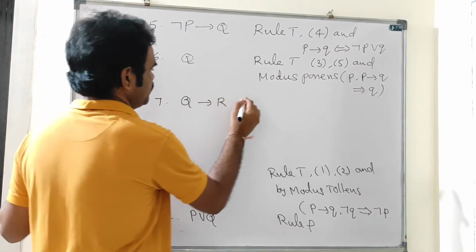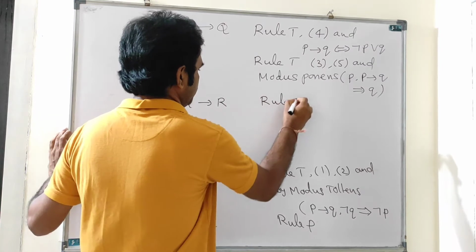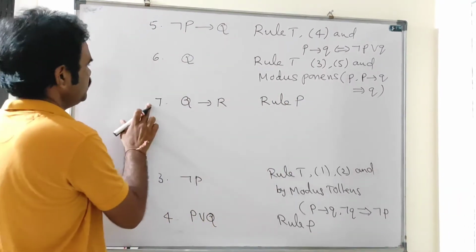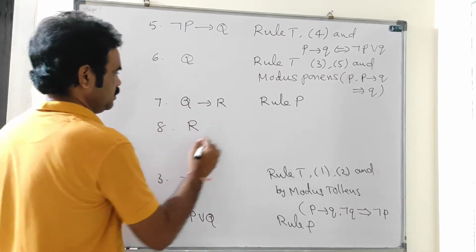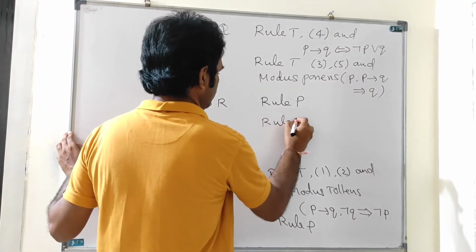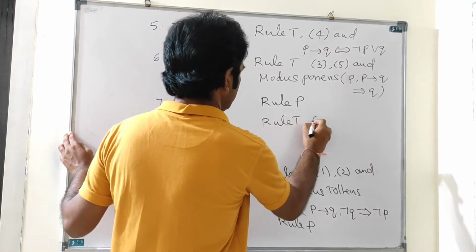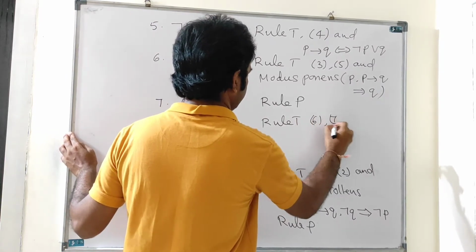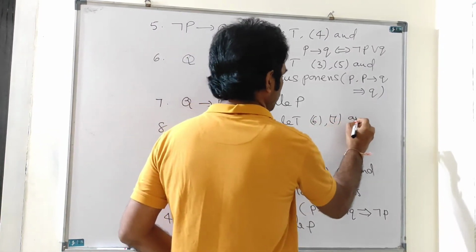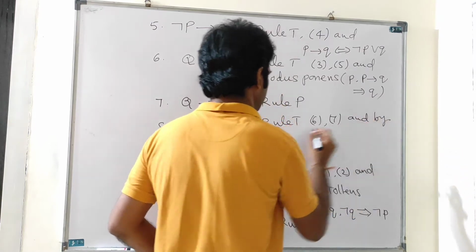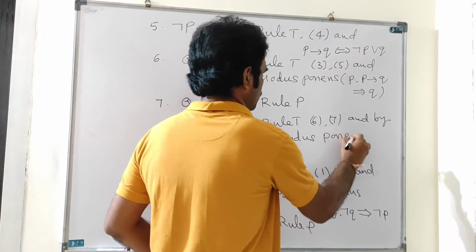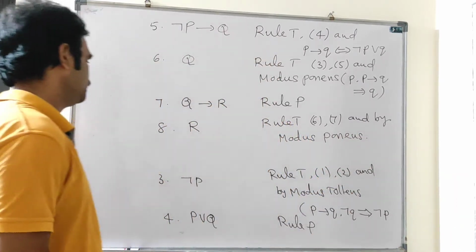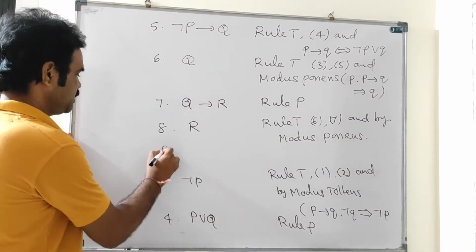Next step, Q implies R. This is in the given premises. That's why this is rule P. Now see 6th and 7th. Q, Q implies R, implies R. Rule T, using 6 and 7 and by modus ponens. See the next step.